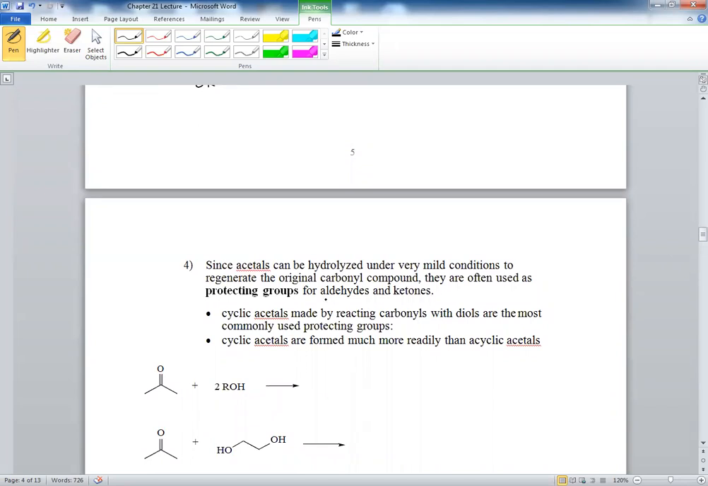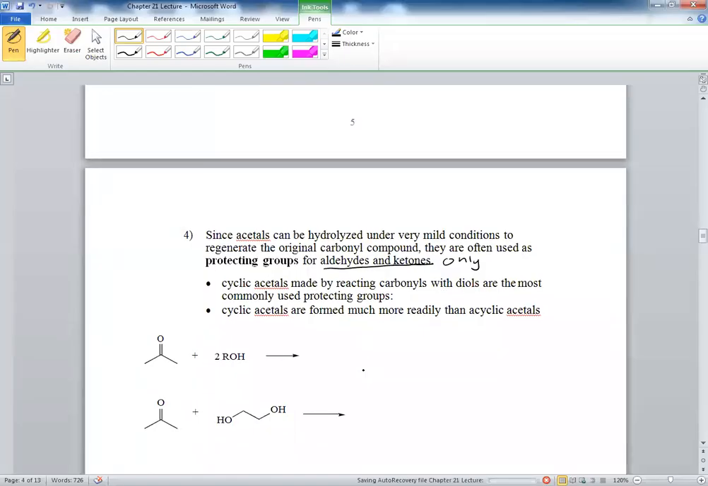So this is only for aldehydes and ketones. You can't use hemiacetals or acetals for, let's say, acid chlorides. Can't do that. Only for aldehydes and ketones. Cyclic acetals made by reacting carbonyls with diols are the most commonly used protecting groups. Cyclic acetals are formed much more readily than acyclic acetals.